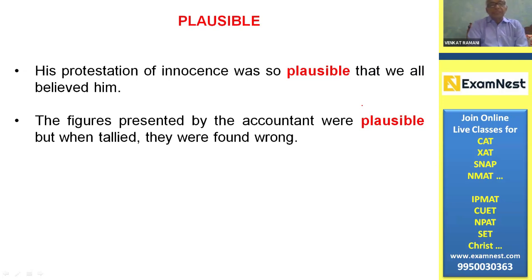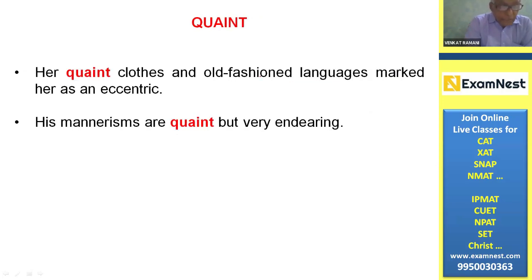The next word is quaint. Quaint. Her quaint clothes and old-fashioned language marked her as an eccentric. His mannerisms are quaint but very endearing. Quaint is sometimes used in the sense of old-fashioned, odd, antique, archaic.